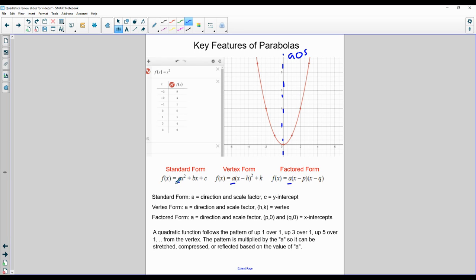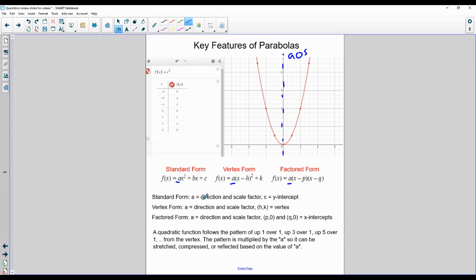The A tells us the direction, so a positive A is going to be going up like this one, and a negative A will be turned upside down. So A always tells us the direction, and it's also the scale factor. It's going to stretch it out or compress it, just like we learned with transformations.